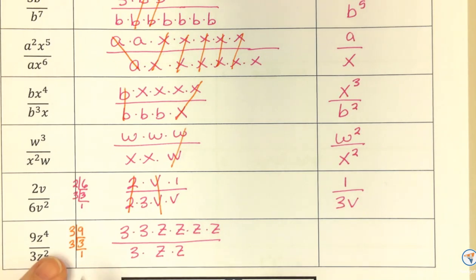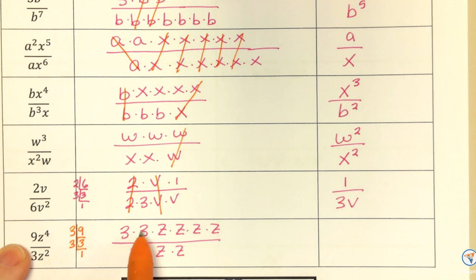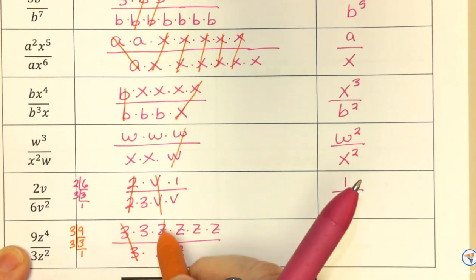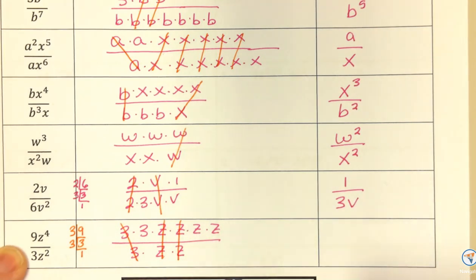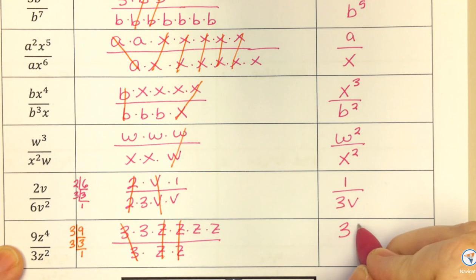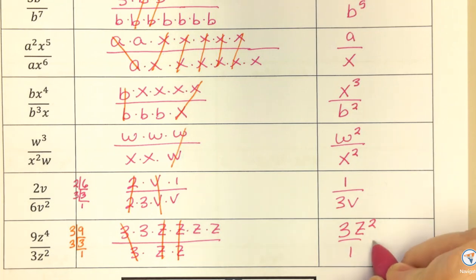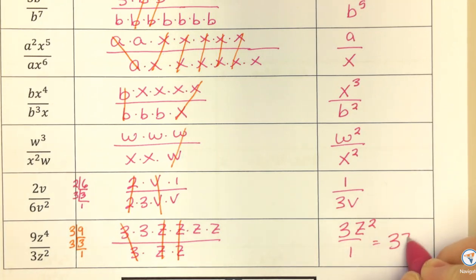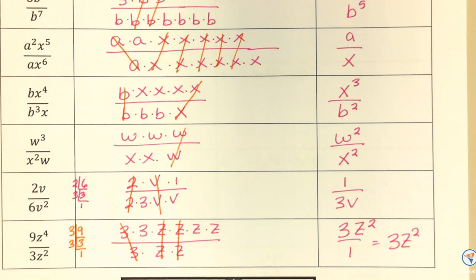What I'm canceling, remember I had to break up the 9 into a 3 times 3, so I just used that upside down division. So the 3's cancel and the z's, so on the top I have 3z to the second over 1, right? And that just simplifies to 3z to the second.